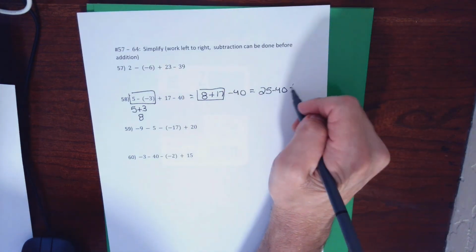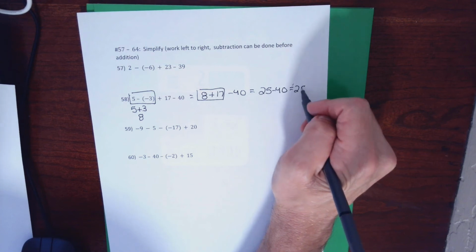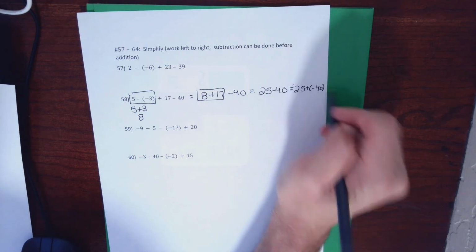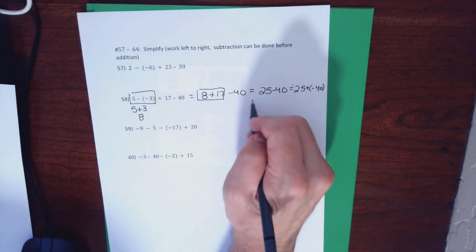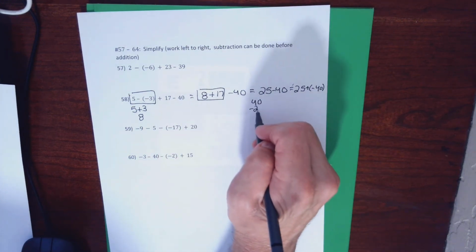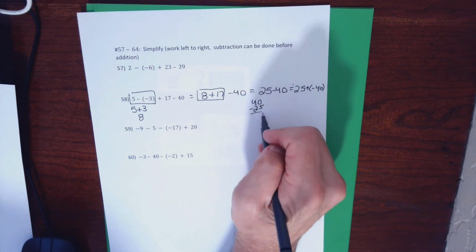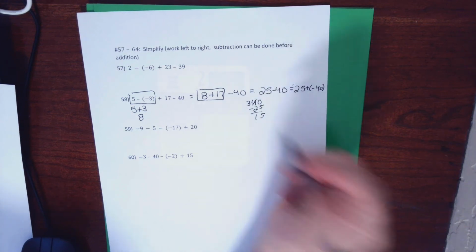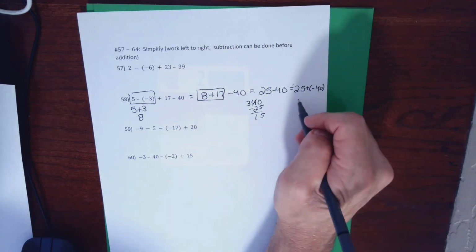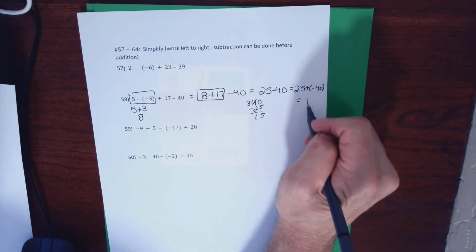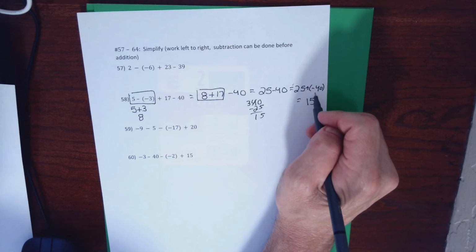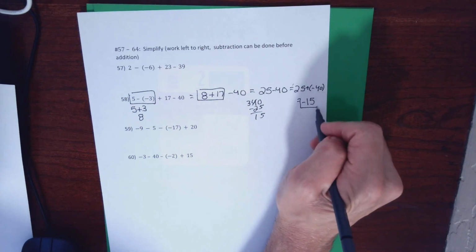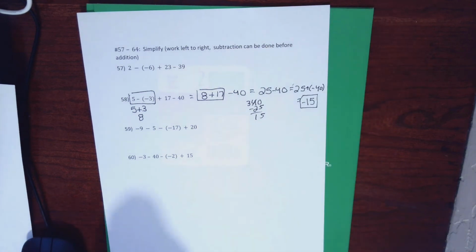That's the same as 25 plus negative 40, which means I need to do 40 minus 25. 10 minus 5 is 5. Borrowed a 1. 3 minus 2 is 1. The number part of this addition is 15. I have to worry about the sign, and because the bigger number 40 is negative, the sign's going to be negative.